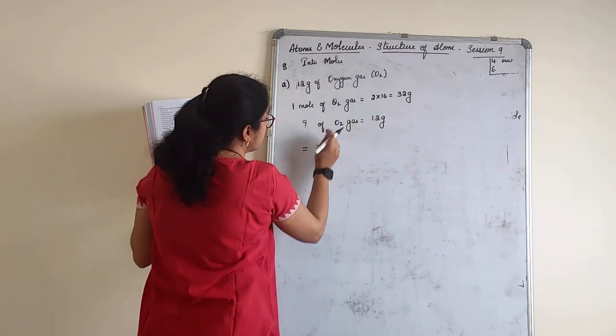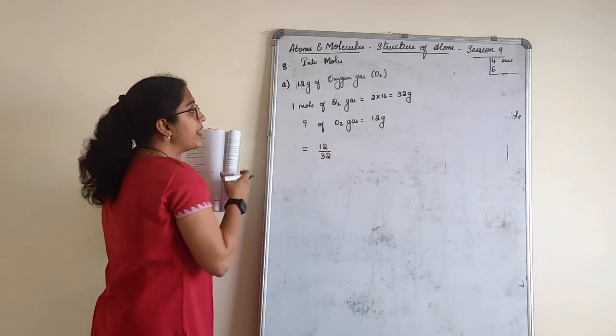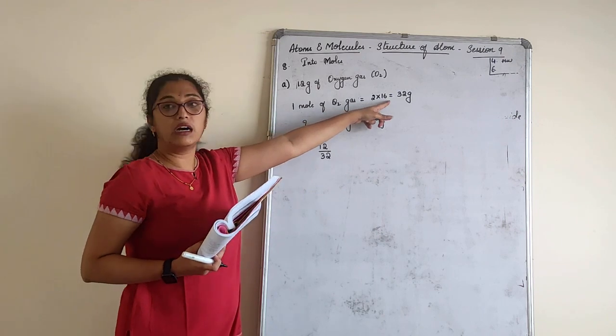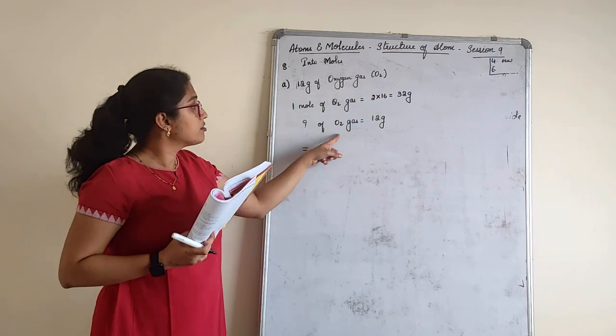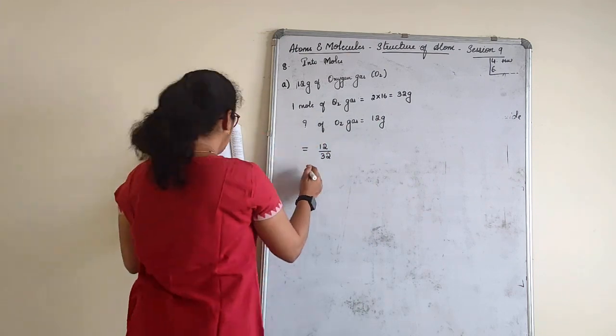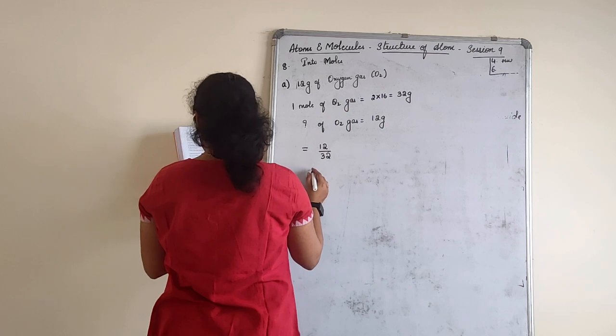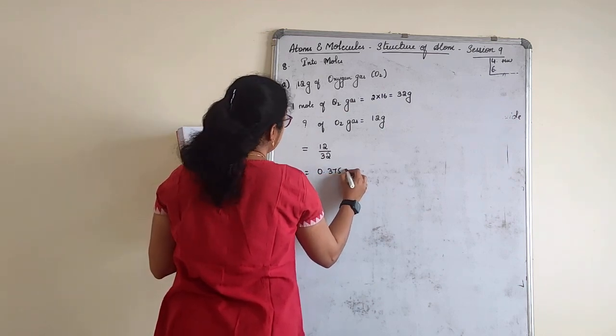Oh, I'm sorry. This gets multiplied. So this is 12 by 32. 1 mole of oxygen gas is equal to how many grams? Oxygen gas is 2 into 16. So how many moles of oxygen gas will give us 12 grams? So 12 into 1 divided by 32. Answer, you get that in terms of decimals, 0.375 moles.